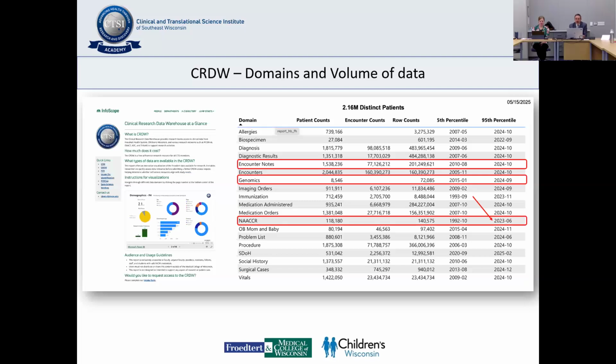All right. We also in the last year launched a page on InfoScope. If you go to InfoScope and you search for CRDW, you'll see on the left-hand side the page that appears. We've created some dashboards both for the adult and the pediatric side to show volumes of data that are available in the different domains, like allergies, biospecimens, diagnosis, imaging, immunizations, et cetera.